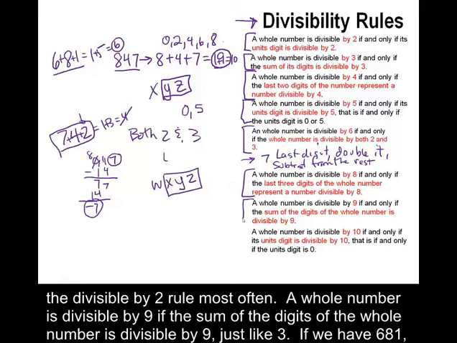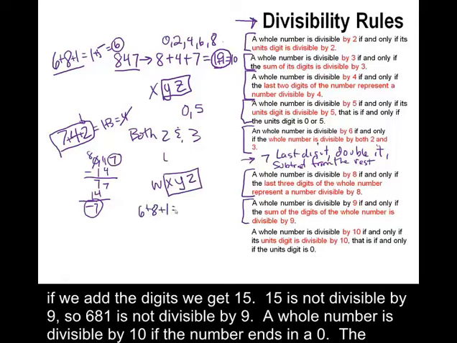A whole number is divisible by 9 if the sum of the digits of the whole number is divisible by 9, just like 3. If we have 681, if we add the digits, we get 15. 15 is not divisible by 9, so 681 is not divisible by 9. And a whole number is divisible by 10 if the number ends in a 0.